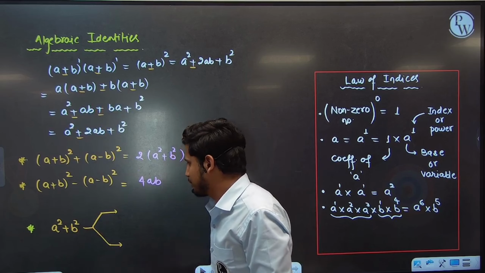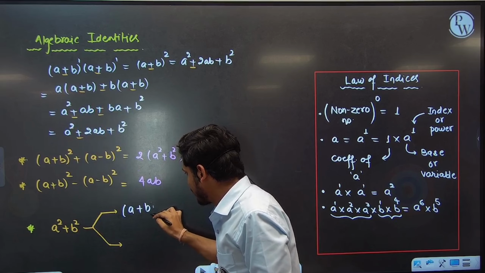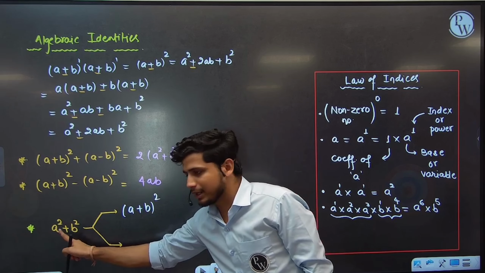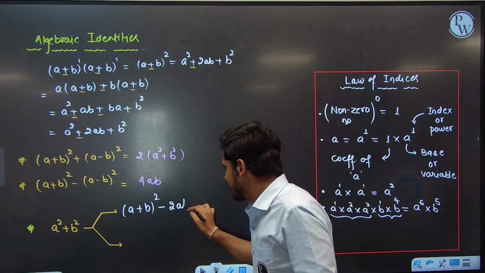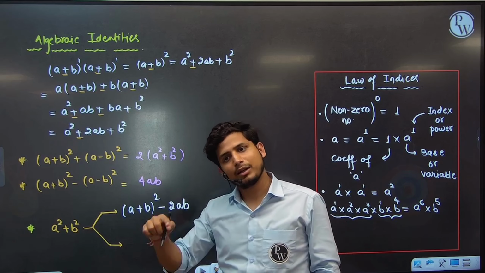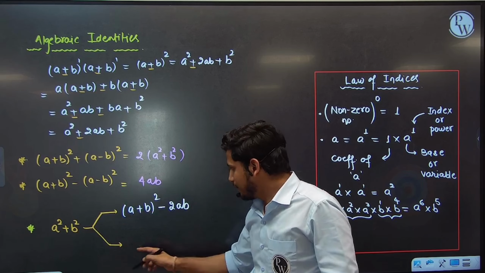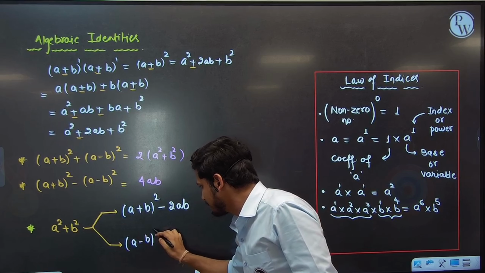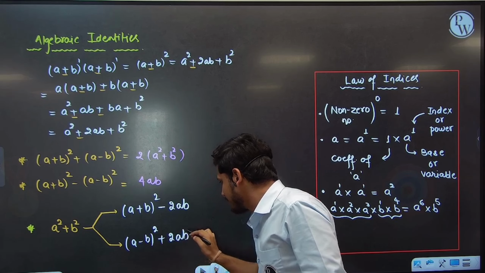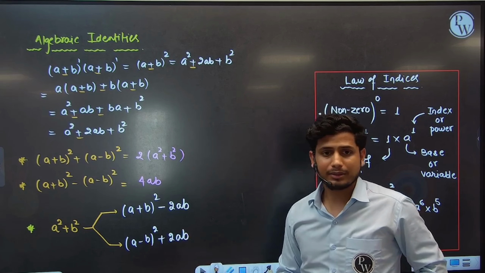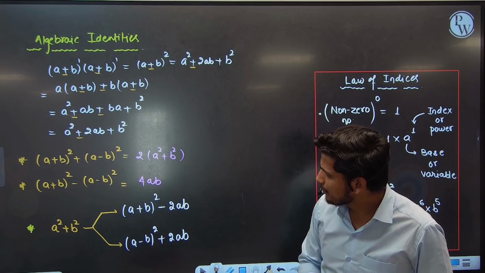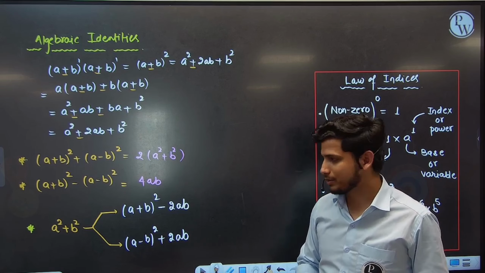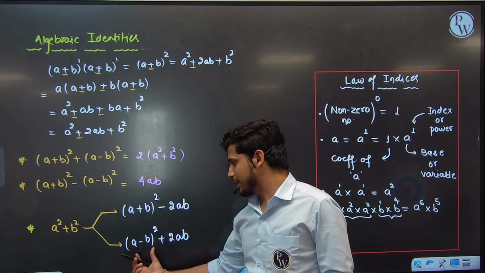So a square plus b square: a plus b whole square is a square plus b square plus 2ab, but we want only a square plus b square, so negative of minus 2ab. And for this part, a minus b whole square, plus 2ab, because here a minus b whole square plus 2ab.